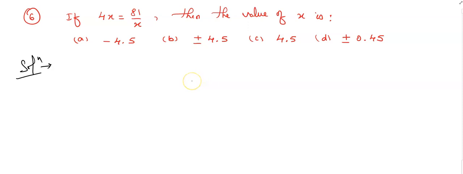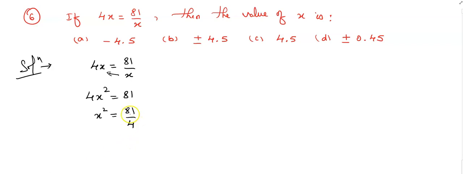They are asking us to find the value of x. So what shall we do here? 4x is equal to 81 by x. Shall we cross multiply? No. See, division becomes multiplication. Then 4x into x will become 4x square is equal to 81. Let me keep x square as it is and take the constant numbers to the other side. That is nothing but 81 by 4.